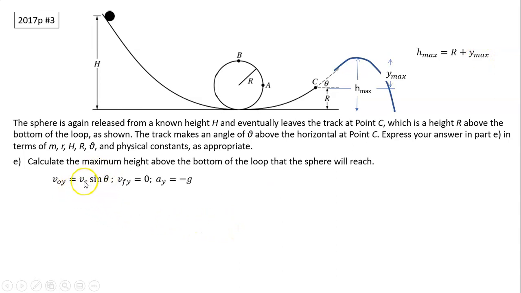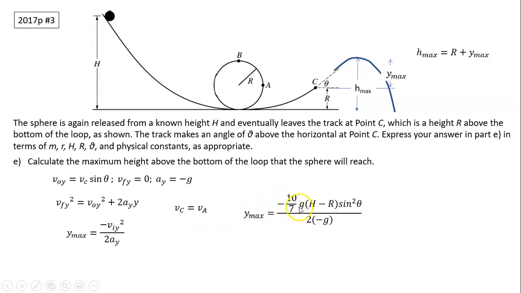What do we know? We know the initial velocity is the velocity at C times sine theta. That is a vertical velocity. We know the final vertical velocity equals 0. We know the vertical acceleration is negative g. To find the y max, we use the timeless equation. Y max happens when v final y equals 0, so y max equals negative v initial y squared divided by 2 a y. What is v initial y? v C times sine theta. What is v C? v C is the same as v A. We know v A squared equals negative 10 over 7 g times h minus R. Remember your times sine theta, the whole thing has to be squared, divided by 2 times negative g.